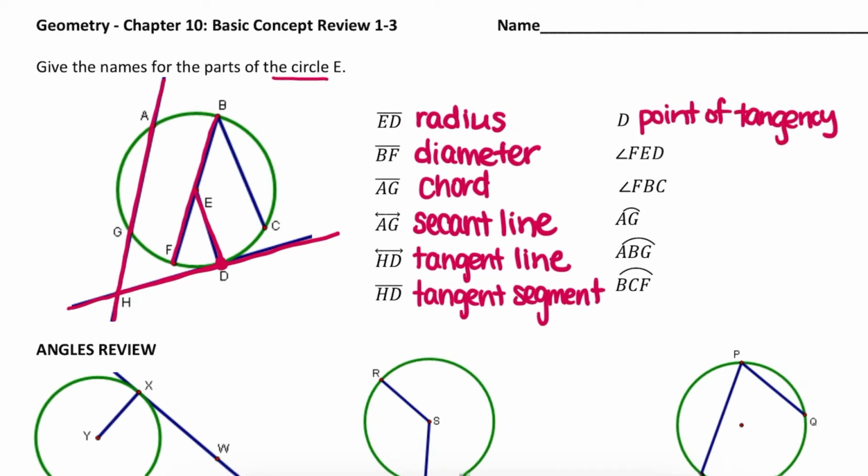Angle FED has its vertex at the center of the circle, so that's called a central angle. Angle FBC has its vertex on the circle, so that's called an inscribed angle.